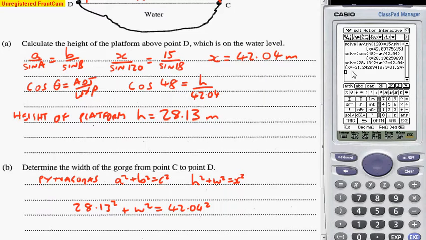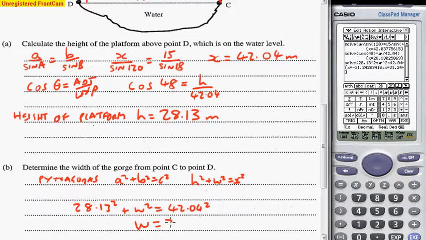Interestingly, the calculator has given me a negative answer and a positive answer because the solution to this equation, of course, is positive and negative in a theoretical sense, but in a practical sense it's not possible to have a negative length, so our length must be the positive version of that, which is 31.24. And that is measured in meters, so we'll just write that the width of the gorge is 31.24, and that is that.